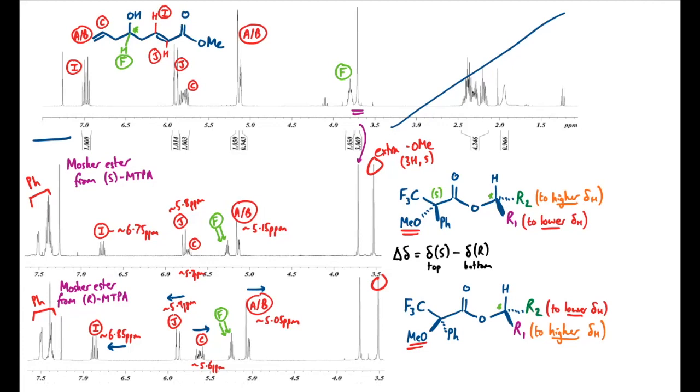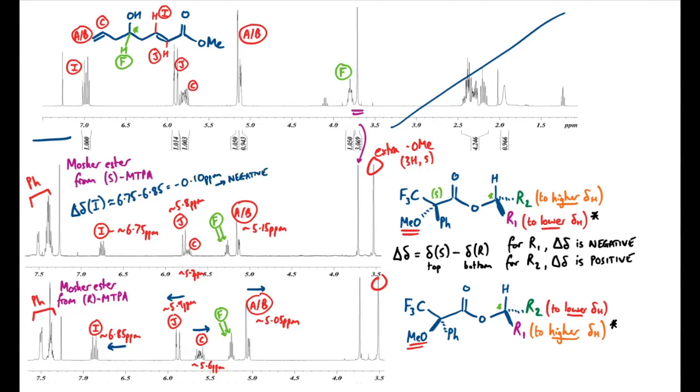If we define delta delta like this, we can see what's happened to R1: delta delta, well, we should end up with a negative number here. And for R2, delta delta will be positive instead. That's purely just looking at the relative changes for each of those structures. So just moving back to our spectrum, the delta delta value for peak I will be approximately 6.75 take 6.85, which is a negative value. And therefore we can conclude that I is part of R1.